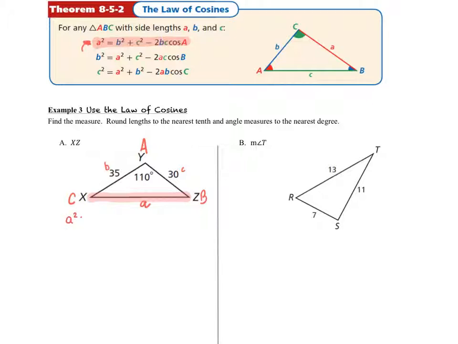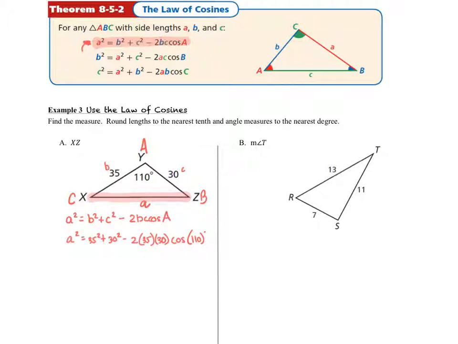This is our formula. A squared is equal to B squared plus C squared, almost like the Pythagorean theorem there, right? Then it's minus 2BC cosine A. So I'm going to take my A squared, which we don't know, leave that. My B squared is going to be 35 squared plus my C squared, which is 30 squared, minus 2 times B, which is 35, times C, which is 30, cosine of angle A. Well, I have the angle, so cosine of 110 degrees. Okay, and so I can calculate all of these.